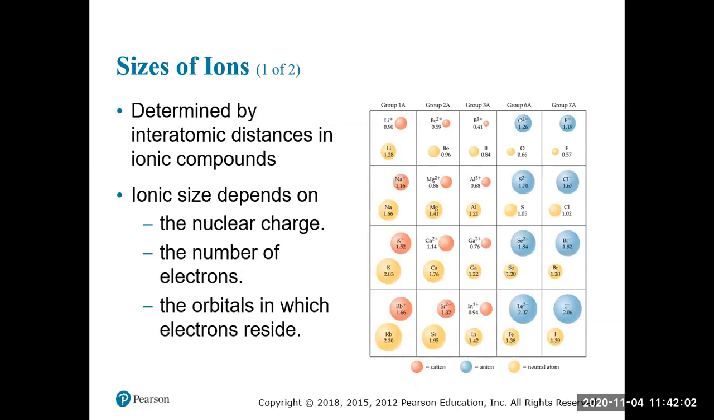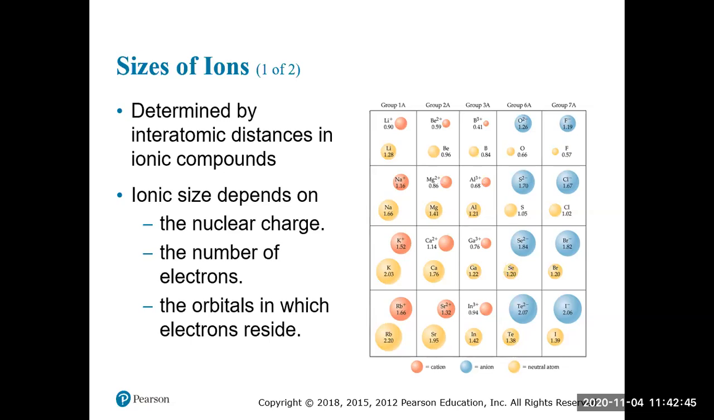So let's talk about ions for a moment. We determine the interatomic distances in ionic compounds, and that's how we determine the size of the ion. So they're in some type of ionic compound, and we see what those distances are. The ionic size depends on a few things. It depends on the nuclear charge, it depends on the number of electrons, and it depends on the orbitals in which the electrons reside. So all those kind of go together.